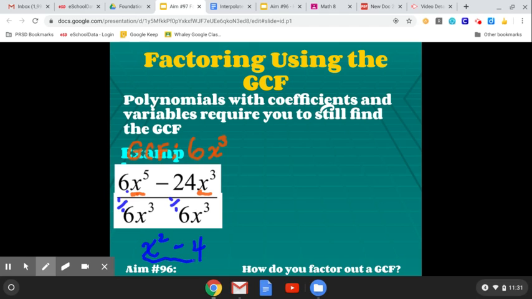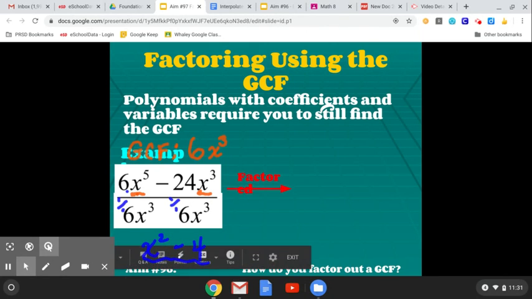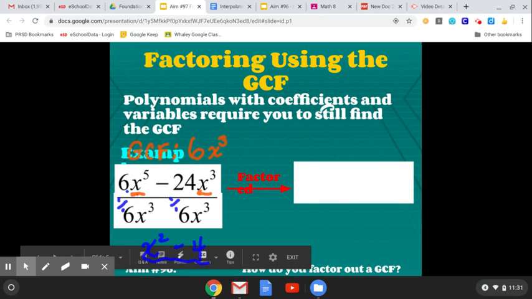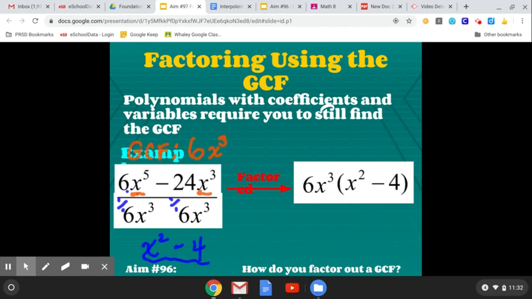So here's going to be my other factor. I put them together to come up with what the two factors are: 6x to the third and x squared minus 4. Again, it's the reverse of the distributive property that we're doing. All right, I'm going to let you try the next one on your own. It's multiple choice, so there are some choices there. Take a look. Let me erase my screen.